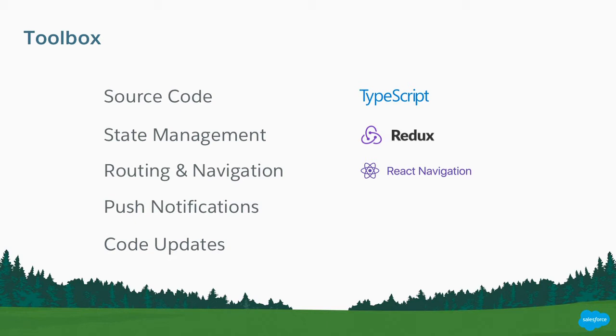Routing and navigation, React Navigation. For push notifications, we're going to use Firebase Cloud Messaging. And for code updates, we're going to use Microsoft CodePush. I'll leave this up here for a second. I'm going to drill into each one of these. So this is sort of our toolbox. And obviously, for each one of these sections, you can kind of replace this with whatever you're comfortable with, but this is kind of what you need.